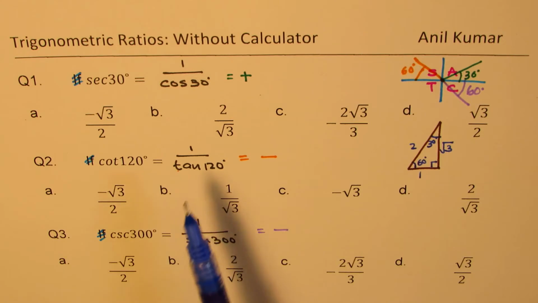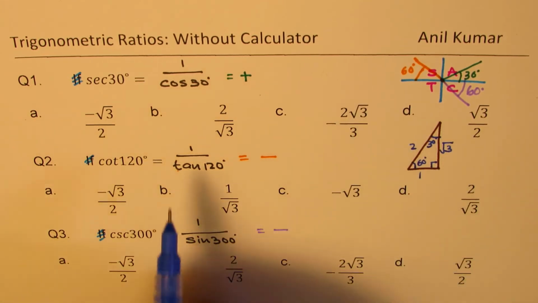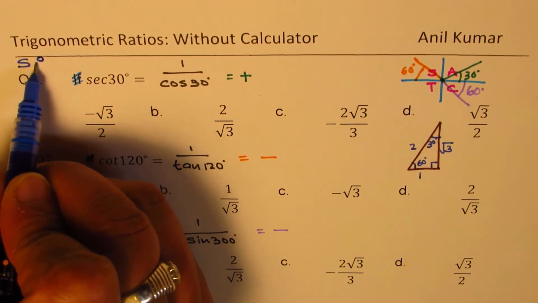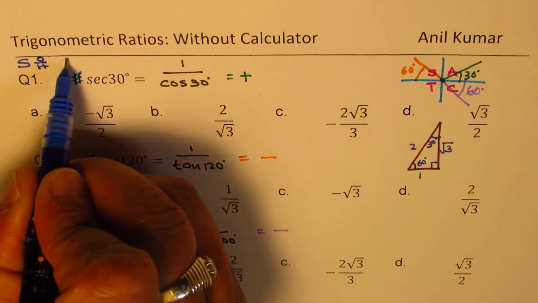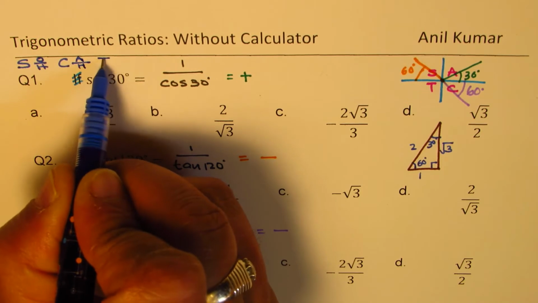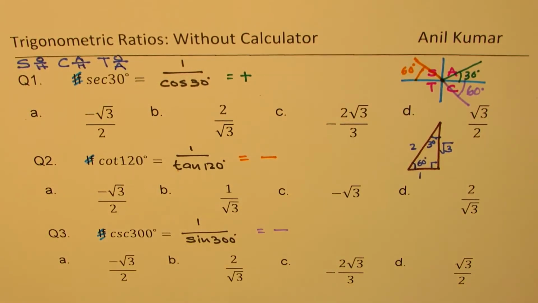Right. You also know basics about these ratios. Let me write that down. Sine is basically written as opposite over hypotenuse. Cosine is adjacent over hypotenuse, and tan is opposite over adjacent, correct?